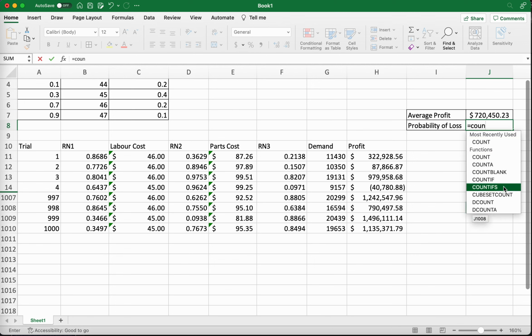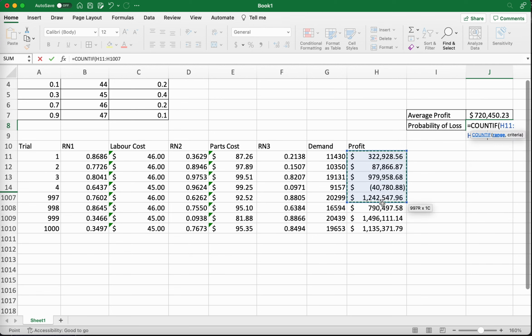So I'm going to do COUNTIF. All of these values, this is the range of numbers, so count within this range. And then it says criteria. So what is the criteria? I only want to count the numbers that are less than 0. Now, you see I'm putting less than 0 in quotations. Do not forget the quotations. If you don't use the quotations, you'll end up with the wrong answer. So you have to say less than 0 in quotations.